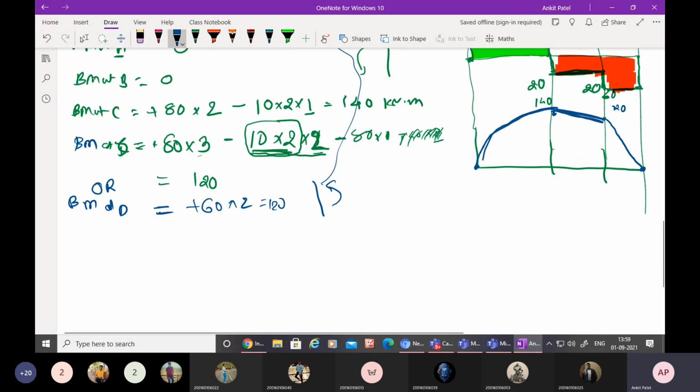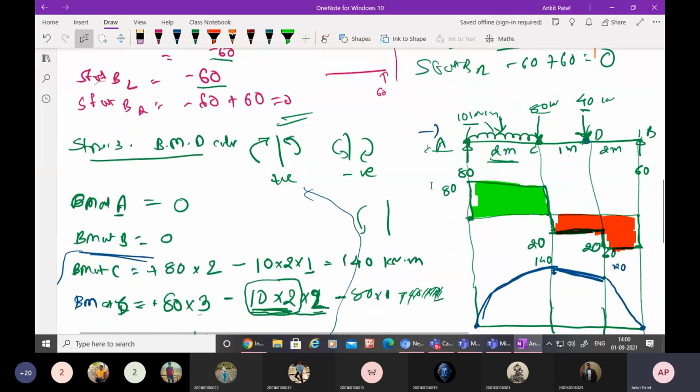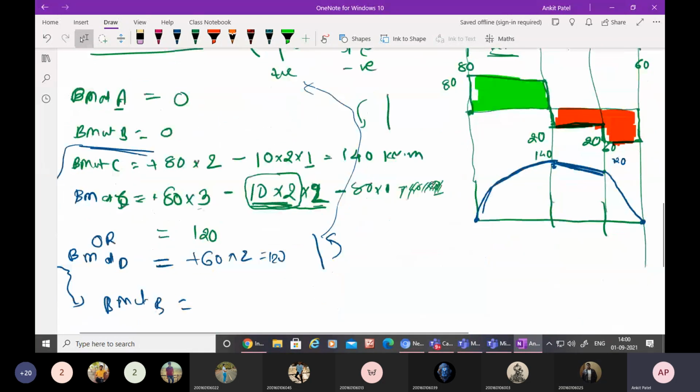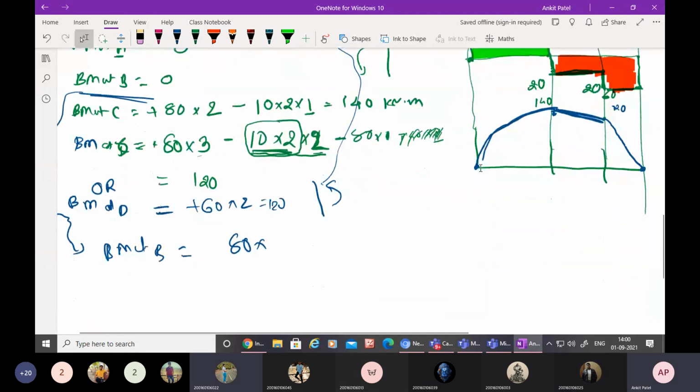Now let's calculate the bending moment at B. Clear? Again, I'm going to calculate the bending moment at B from this side. Clear? Now who will help me? Who will give me the answer? Come on, quickly someone give me the answer. Yes, 80 into 5. Very good. 80 into 5. You alone give the answer so that we don't get confused. This one is a plus.